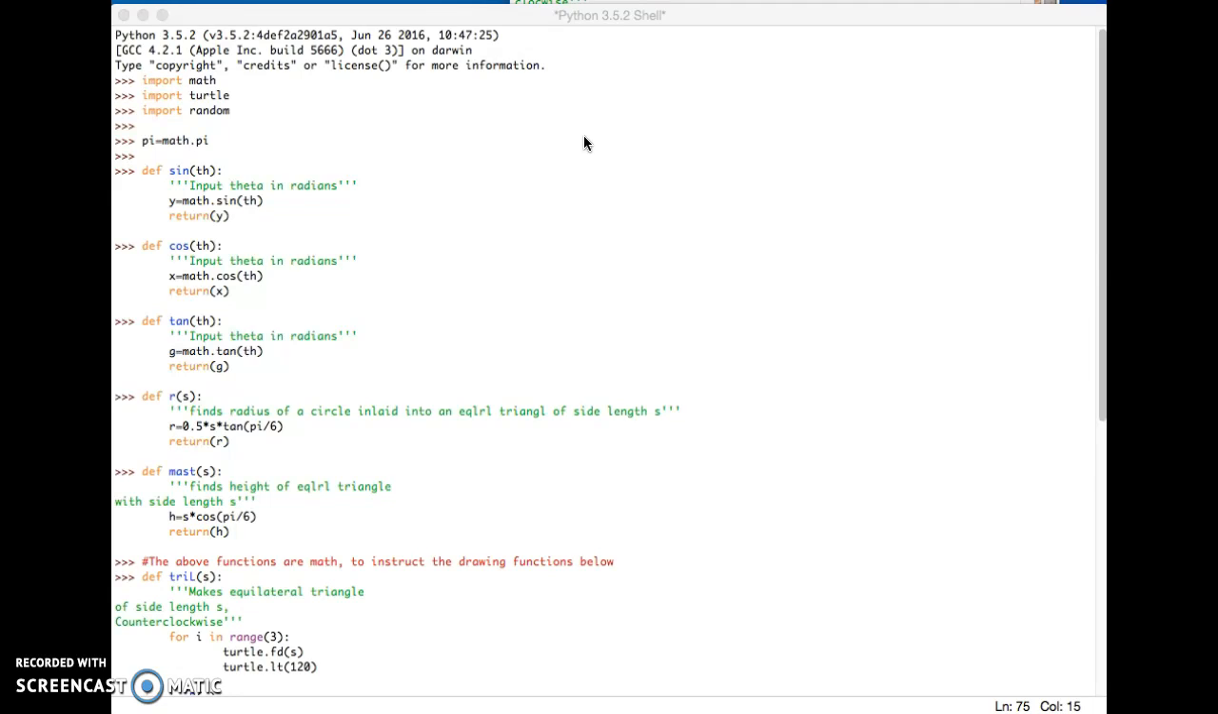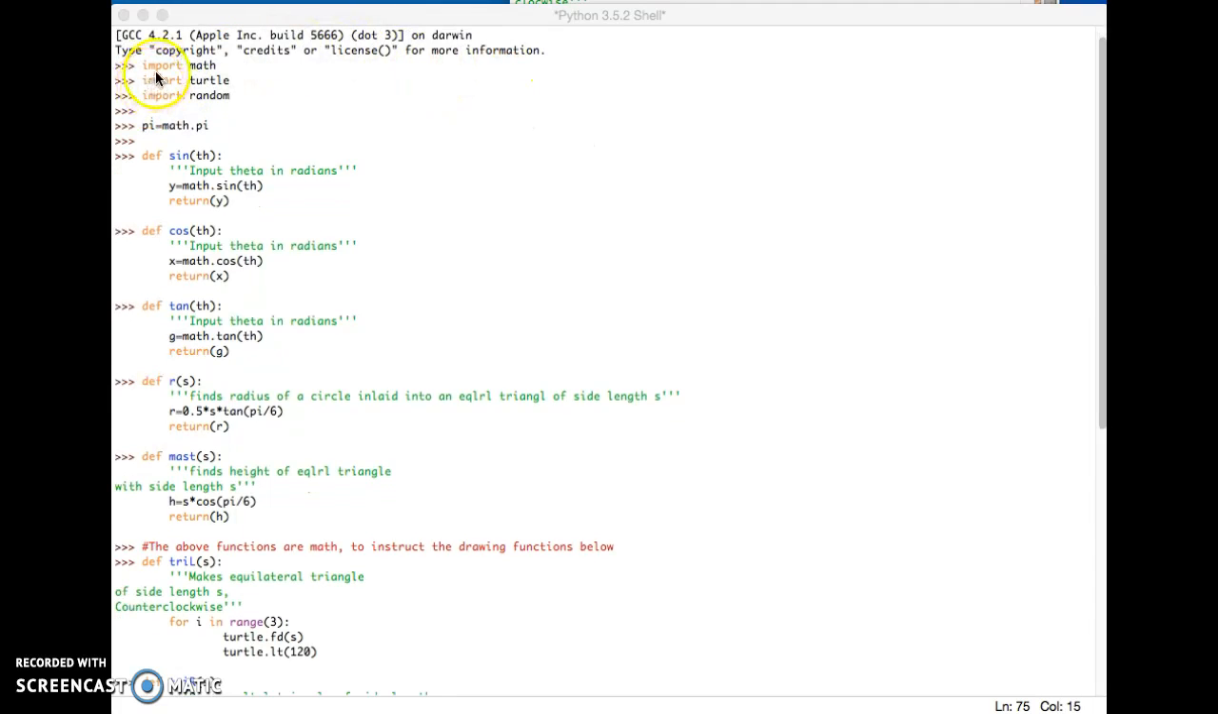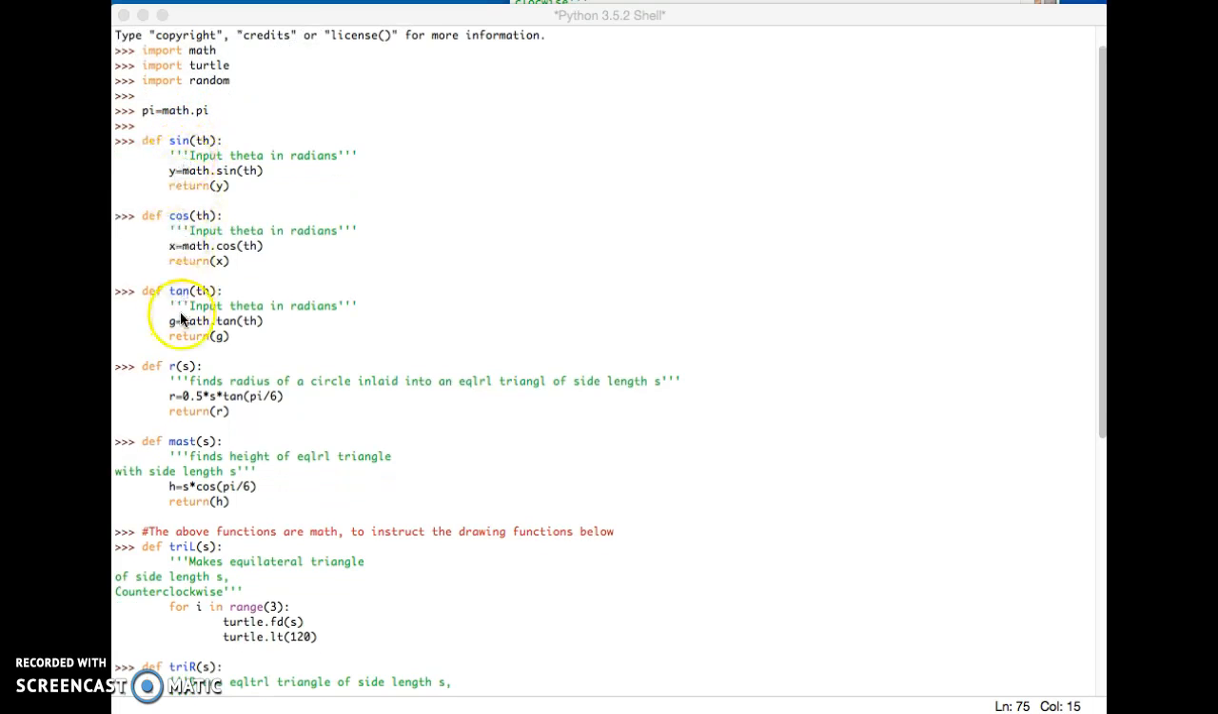function for random walks. So the first thing that we have to do is import these 3 modules: math module, turtle module, and random module, because we're going to need all of them for this program. And then set pi to be pi, because we're going to need that one. Now these next 3 are trig functions, and they're exactly the trig functions they look like. You have to put theta in radians for all of them, because that's just how the math module is.